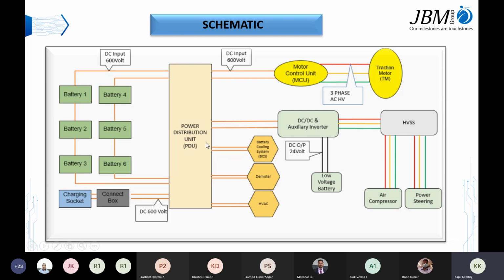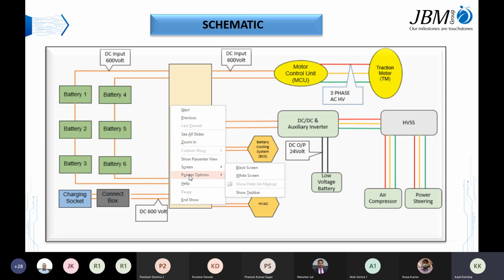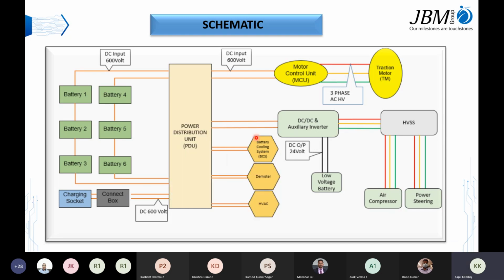Moving forward from the power distribution unit, direct supply is going to the, wait, let me open the pointer as well. The power supply is going to the battery cooling system, the demister, and the HVAC as well. They are controlled by a contactor inside the PDU based on some logic input which is required to operate all these auxiliary loads.